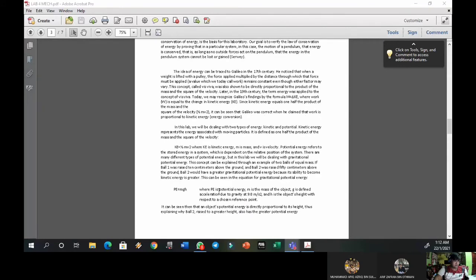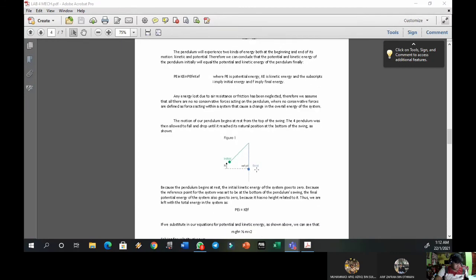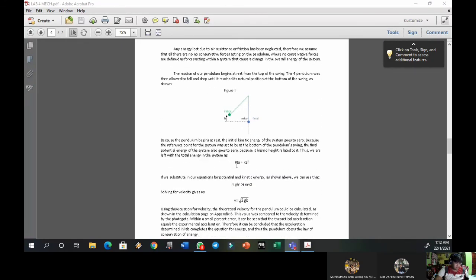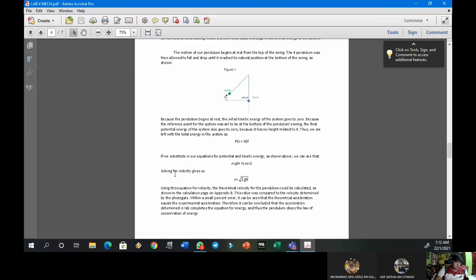So ni adalah contoh formula je, where PE is potential energy, M is the mass of the object, G is the acceleration due to gravity at 9.8 meter per second square, and H is the object height with respect to a chosen reference point. So ni adalah teori-teori yang lain. Formula 1, 2. Kalau ni solving for velocity give us.